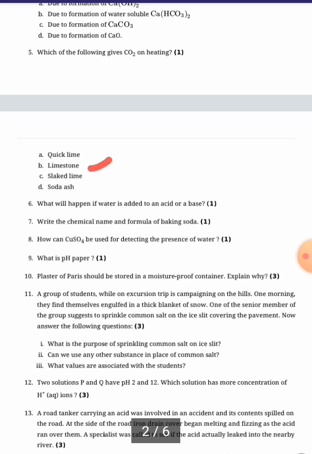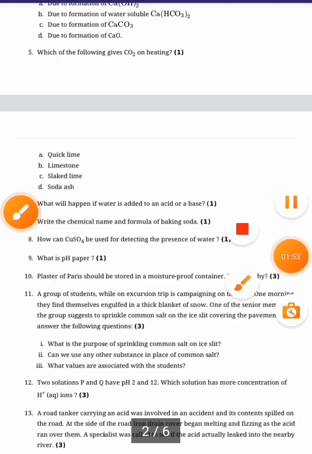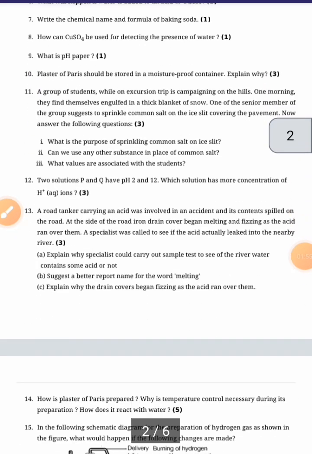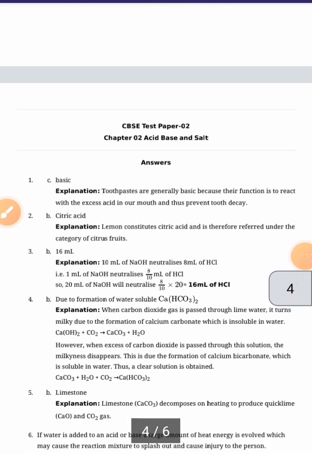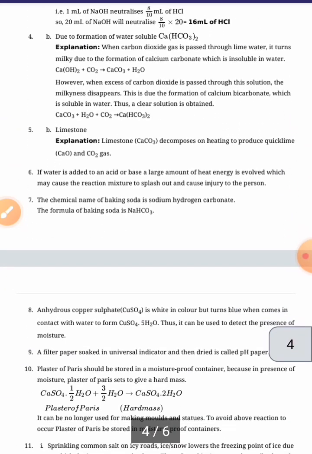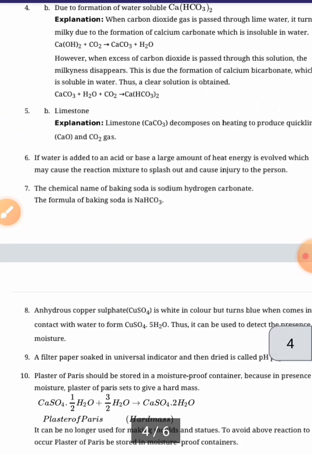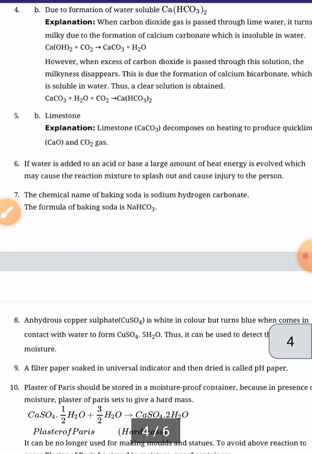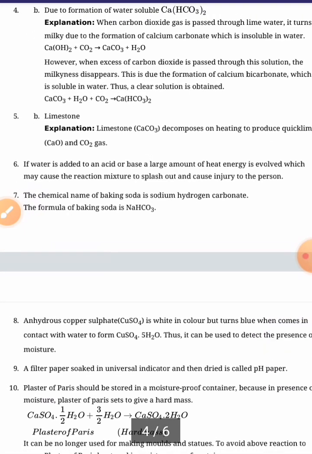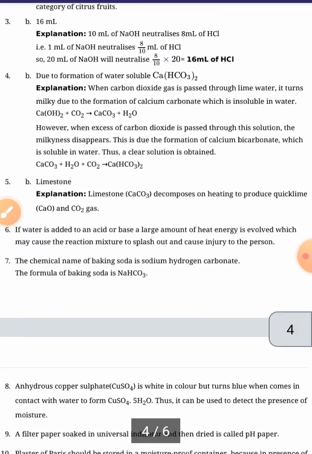Question number 6. What will happen if water is added to an acid or a base? It's a 1 mark question. The answer: if water is added to the acid or base, a large amount of heat energy is involved, which may cause the reaction mixture to spill out and cause injury to the person.